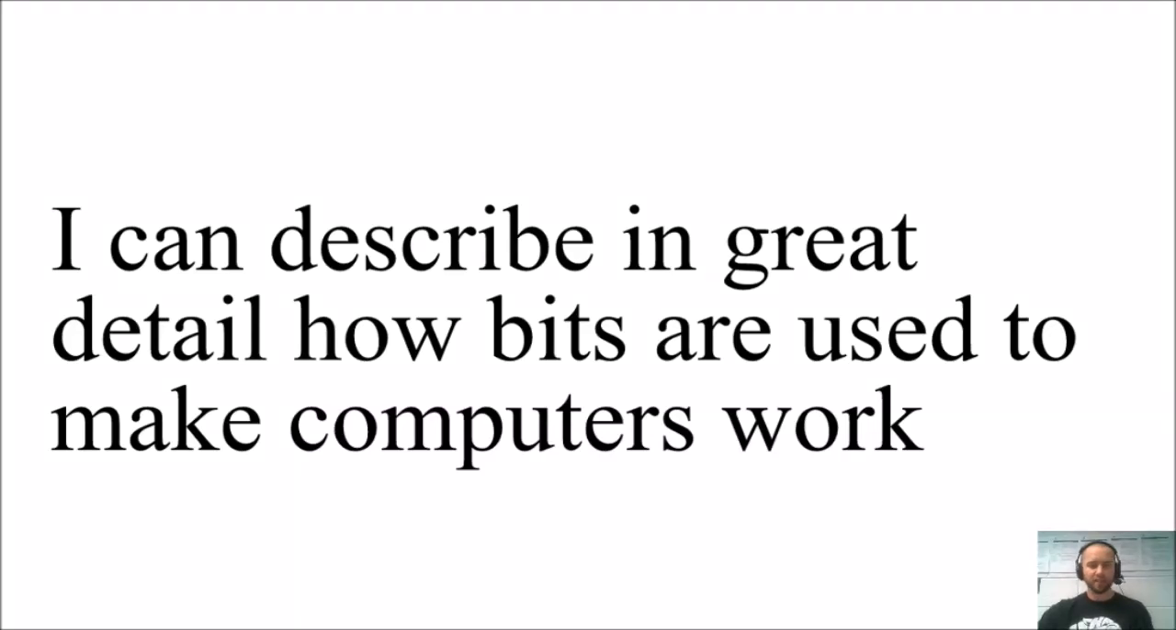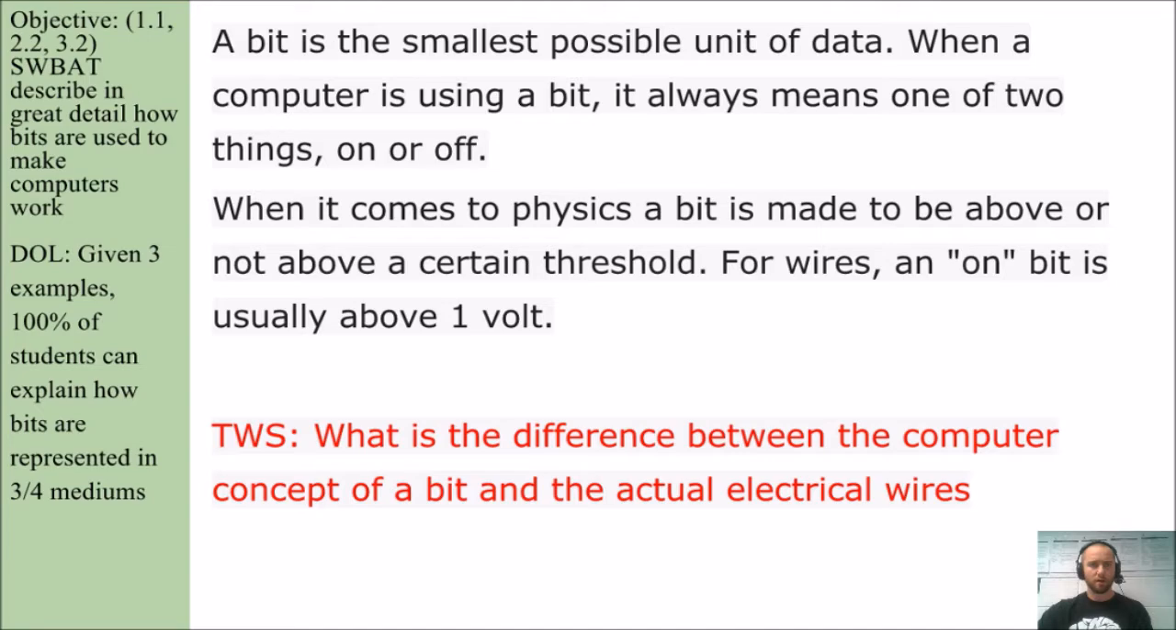The objective today is to describe in great detail how bits are used to make computers work. So by now we all know that a bit is the smallest possible unit of data. When a computer is using a bit, it always means on or off. When it comes to physics, though, a bit is made to be above or below a certain threshold. So for wires, an on bit is usually above 1 volt.